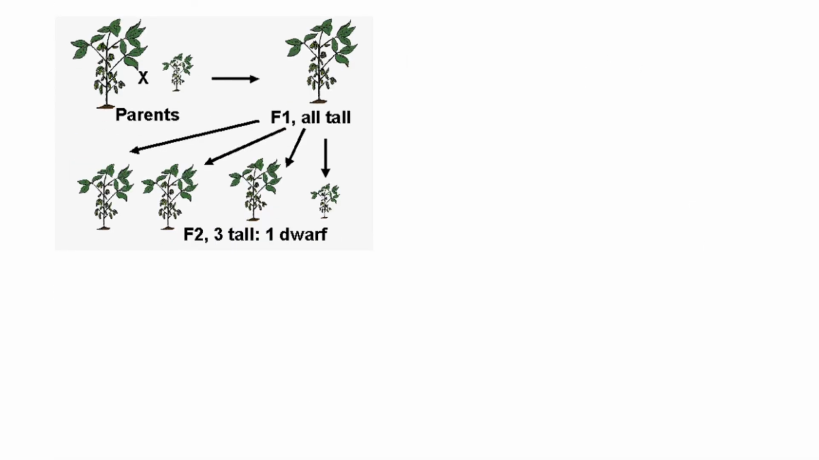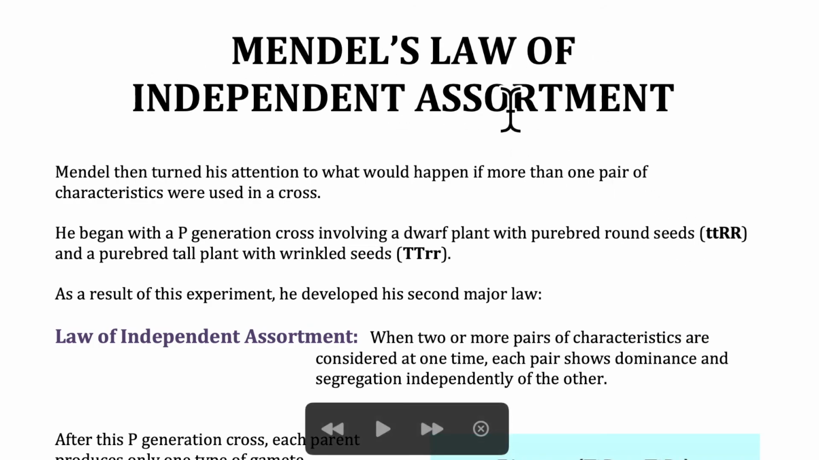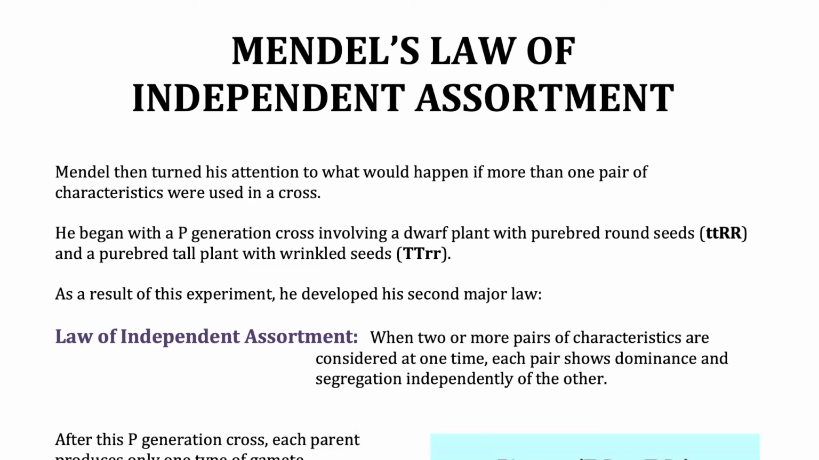Next thing we're going to talk about is Mendel's Law of Independent Assortment. Mendel then turned his attention to what would happen if more than one pair of characteristics were used in a cross. He began with a P generation cross involving a dwarf plant with purebred round seeds, that's tt, RR, and a purebred tall plant with wrinkled seeds, capital T, capital T, two lowercase r's.